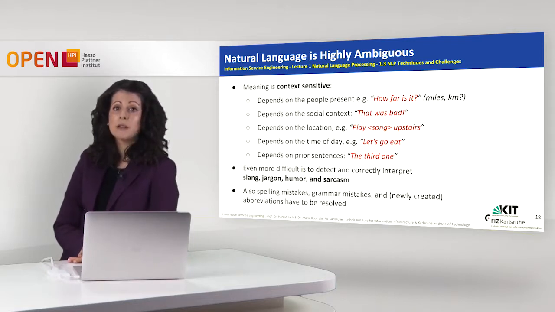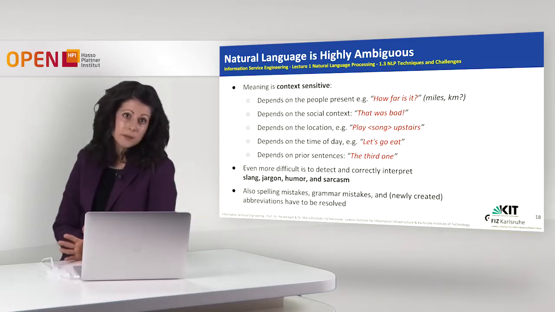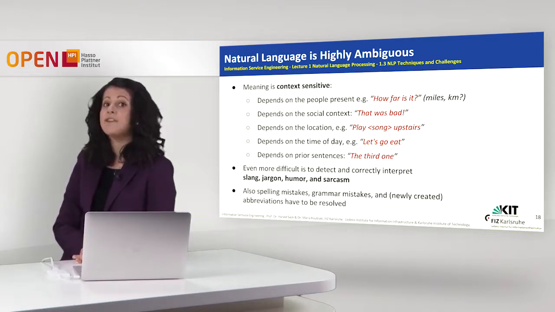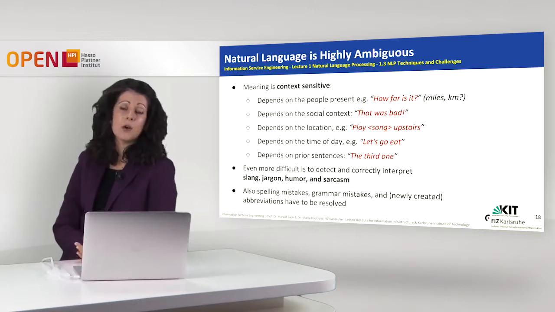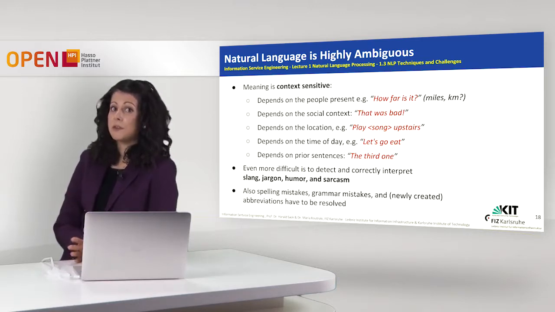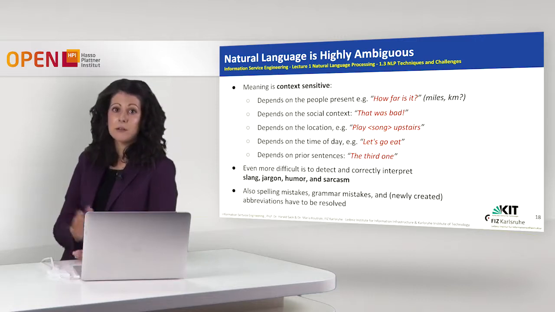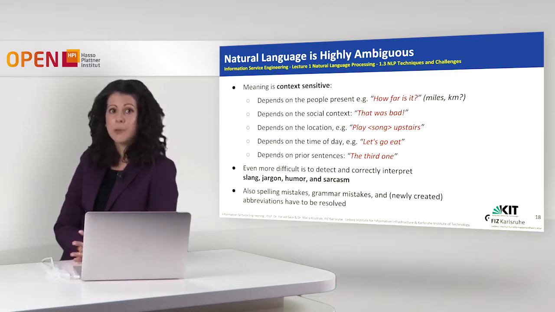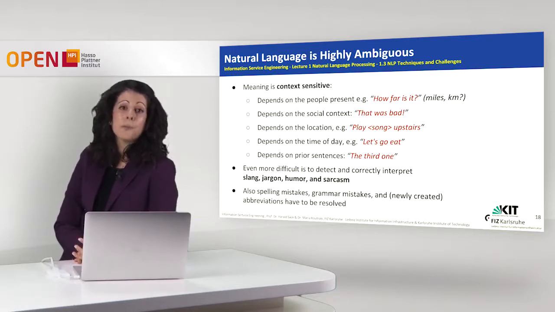It might depend on the social context. For example, for the sentence, that was bad? Well, what do you define as being bad? It might depend on the location, like play some song or some instrument upstairs. Well, if I am on the ground floor, upstairs might mean already the first floor. But if I am on the third floor, well, definitely fourth and higher. Then it depends on the time of the day, for example, because if we have the sentence, let's go eat, well, what are we going to eat? Breakfast, lunch, dinner, depends on the time. And then it depends also on prior sentences.